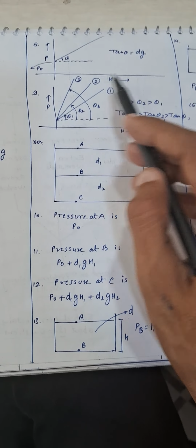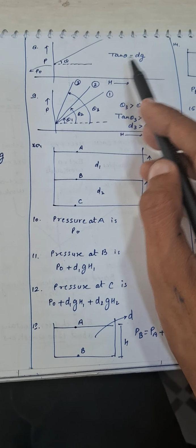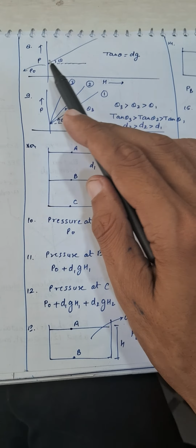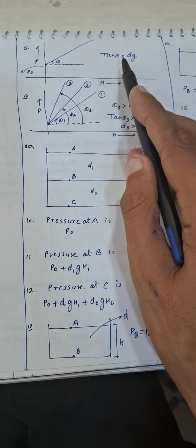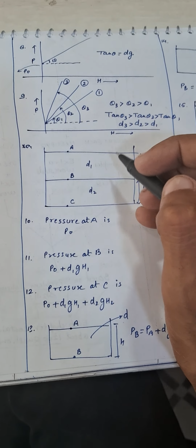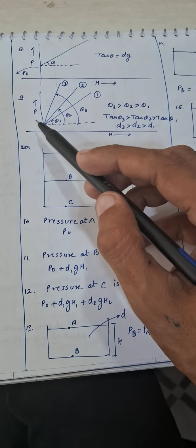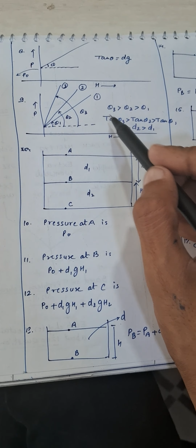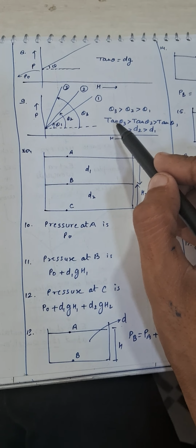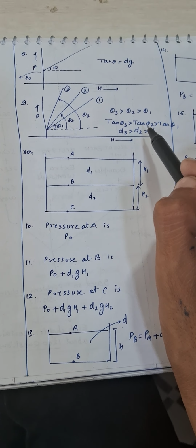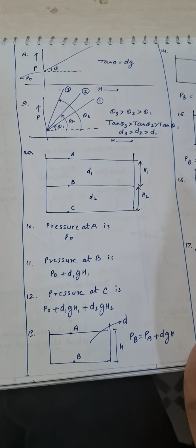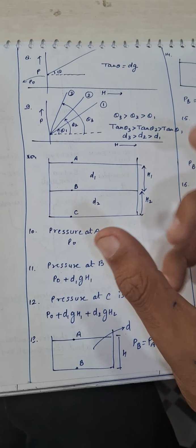Next there is a graph of pressure versus height. So pressure is proportional to h, so the graph will be a straight line. Suppose this angle is theta. So from calculations we can say that tan theta is equal to d into g. In the next question there are 3 different liquids for which graphs are drawn. As you can see from the graphs, theta 3 is greater than theta 2 greater than theta 1. That implies tan theta 3 greater than tan theta 2 greater than tan theta 1, which implies d3 greater than d2 greater than d1.